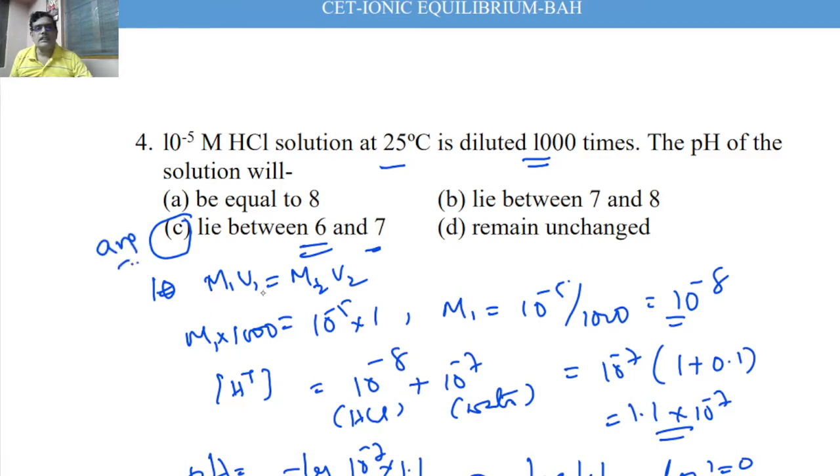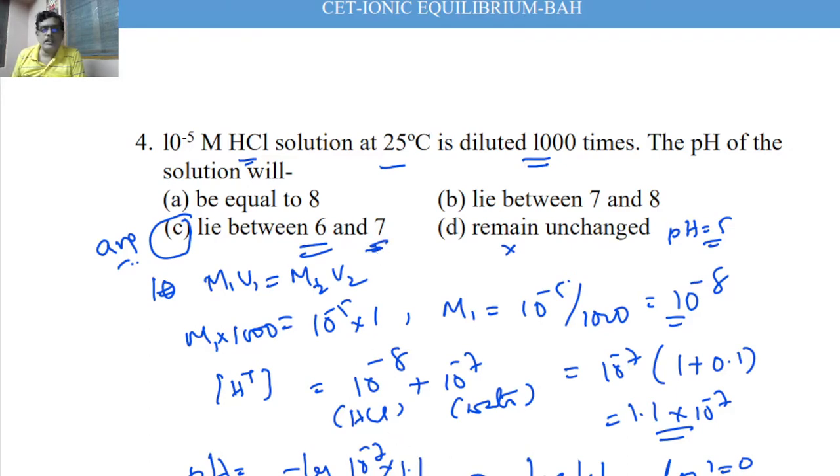See, there is another logic you can use. Because it is an acidic solution, it contains a very small quantity of HCl, so it cannot be neutral or alkaline. Therefore, D can be ruled out, and it also cannot be 10 to the power of minus 5, which would mean pH should be equal to 5. The pH is going to change certainly, but it will come close to 7, it will lie between 6 and 7.